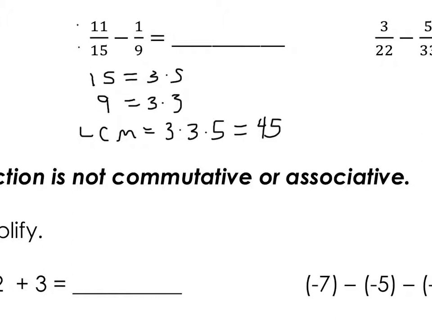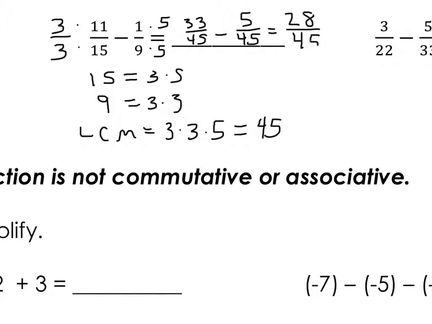We need to fix both fractions so that they have 45 as their denominator. Multiply the first fraction by 3 over 3. The second one by 5 over 5. That gives us 33 over 45 minus 5 over 45. And what is 33 minus 5? 28 over 45. That's it.